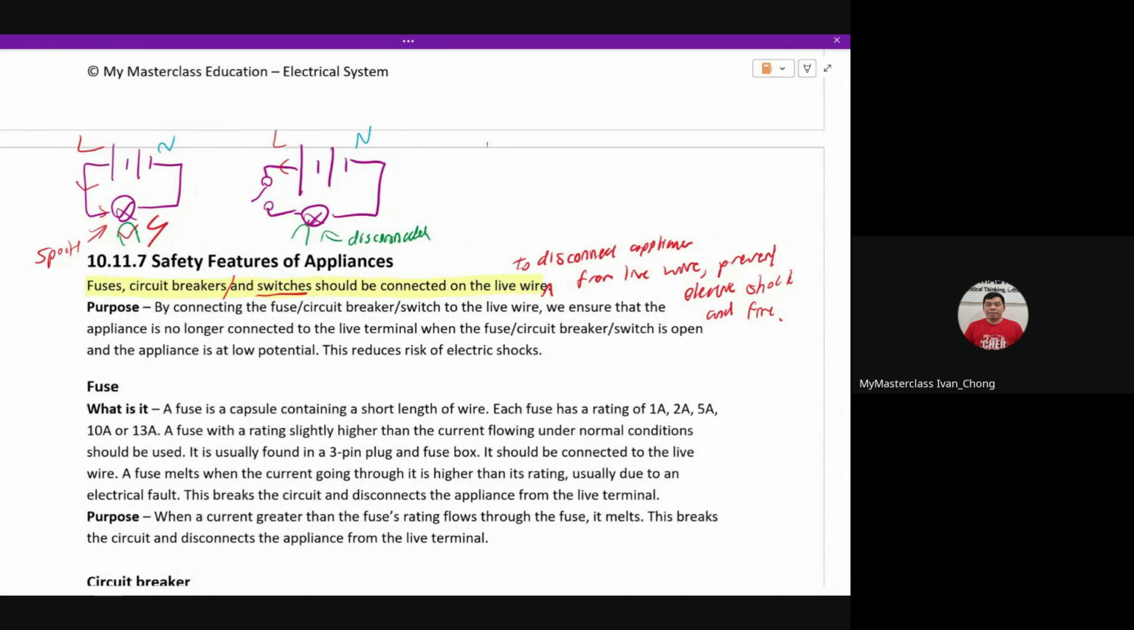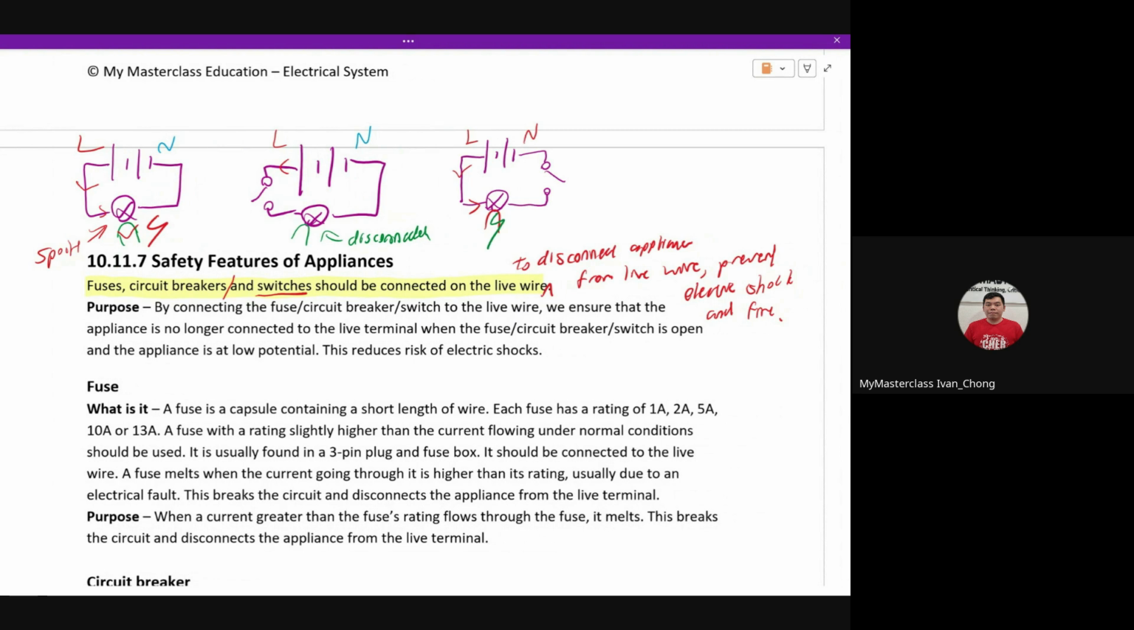So the third scenario is what happens if I don't connect it at the live wire, I connect it at the neutral wire. I also open the switch, right? Should be perfectly fine, right? No. The answer is no, you will die. Why? Because current can flow through here, and if you touch it, current can flow through you, you will die.